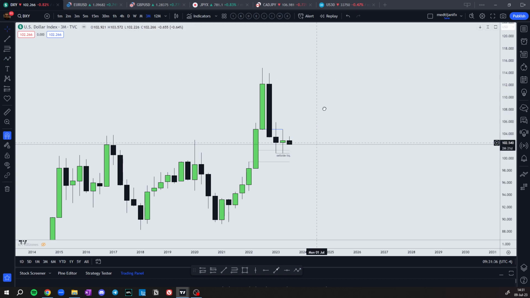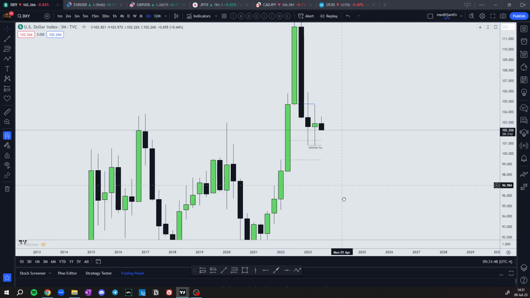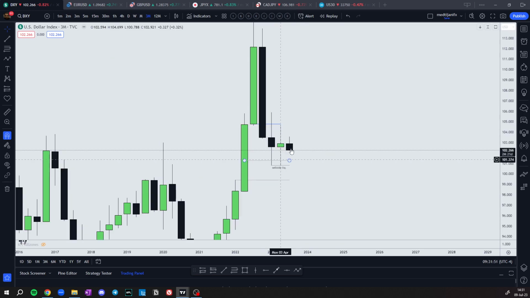For me, I prefer to see price drop at least to the optimal trade entry and fill the next fair value gap before seeing a continuation higher, or maybe a drop lower to take the equal lows. And so I'm expecting price to take the equal lows and this quarterly order block to hold price. But my invalidation point is going to be this previous quarter's high.